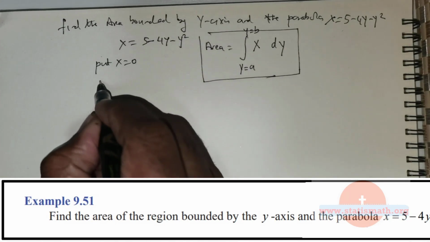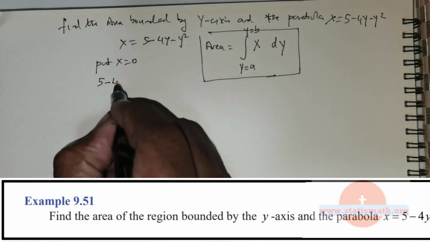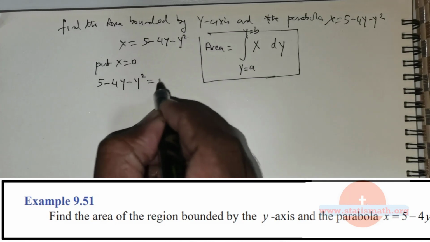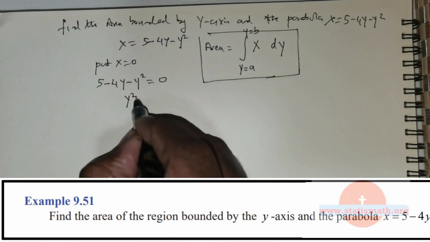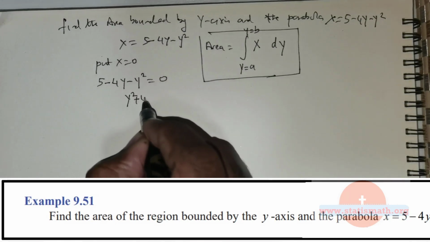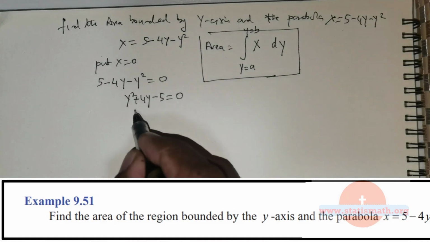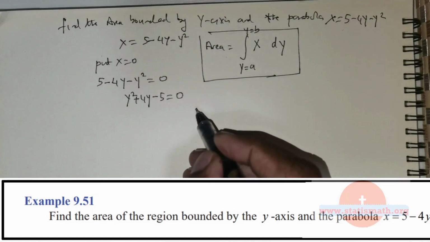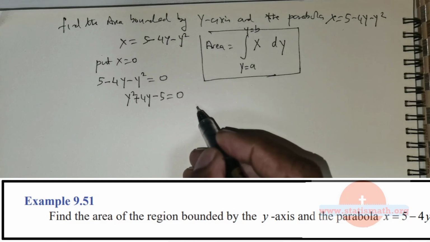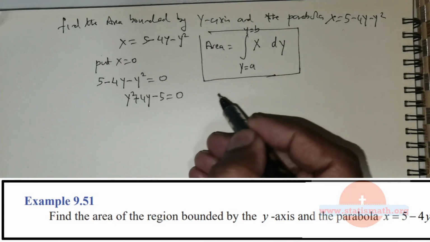So that would mean I would have 5 - 4y - y² = 0, which I rewrite as y² + 4y - 5 = 0. Now I need to solve this. You can solve it either by quadratic formula or by factorization.